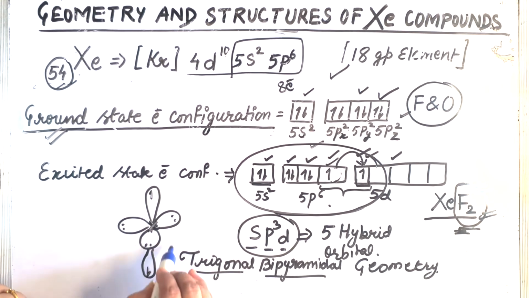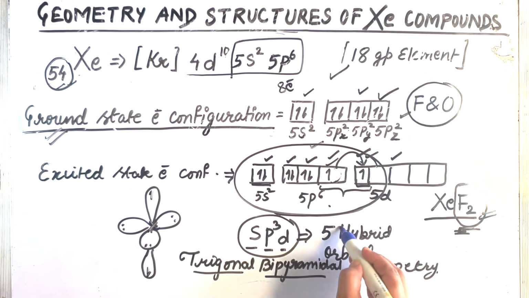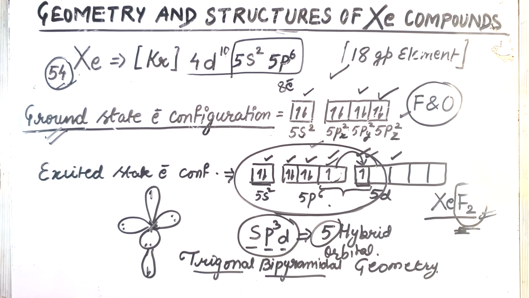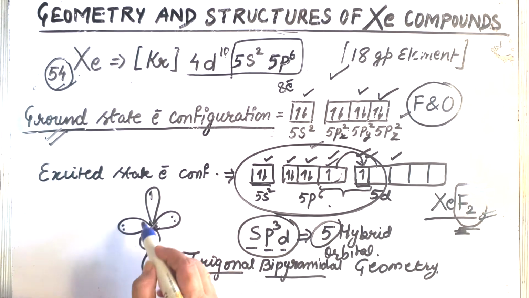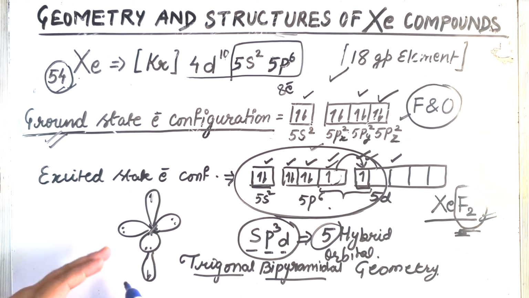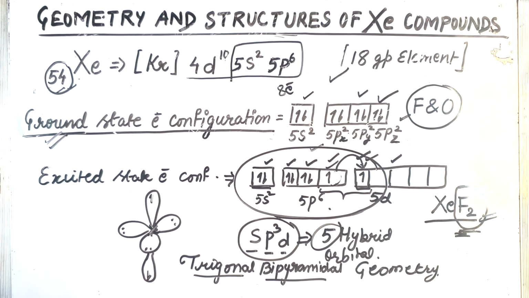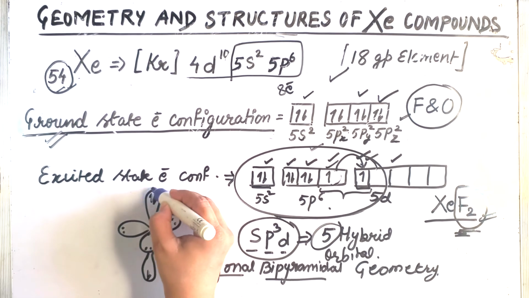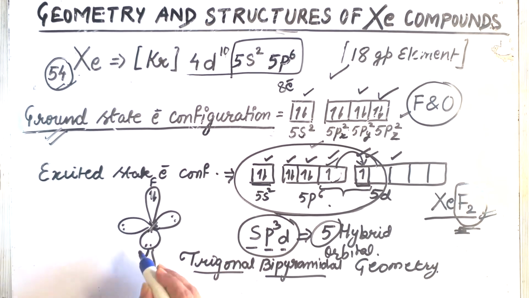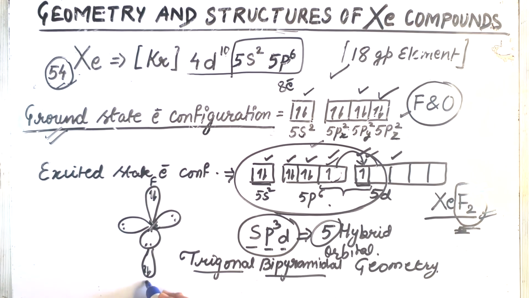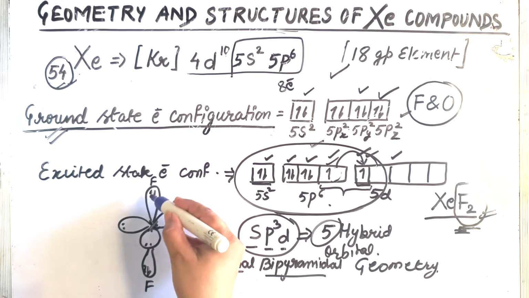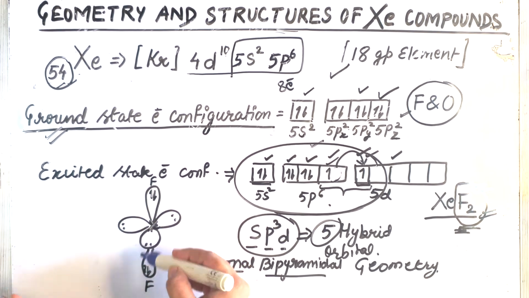Actually these are all xenon orbitals, and these are 5 in number. So what is happening, this way all the electrons are being distributed in the hybrid orbitals made by the xenon. Now 2 of the fluorine, 1 atom of fluorine will make a bond here, and 1 atom of fluorine will make the bond this side. So 2 of the fluorine will get attached to the xenon in this way.